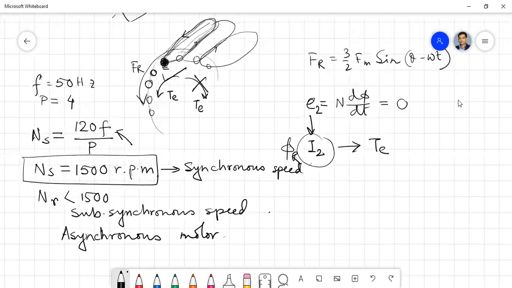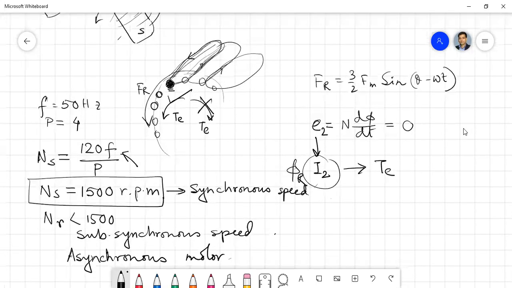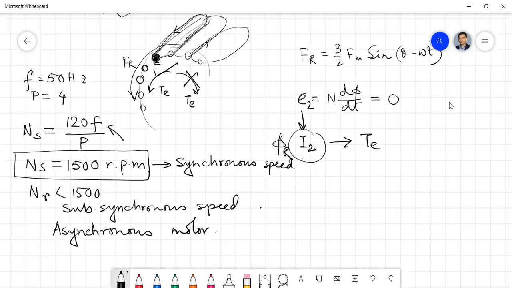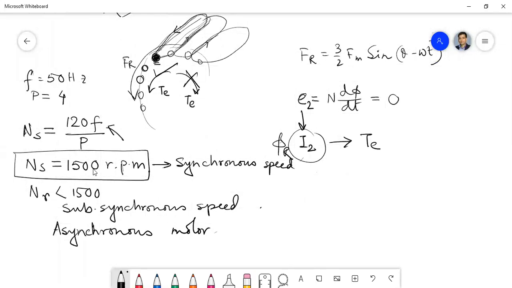So have you understood this? How the rotating magnetic field makes this rotor rotate in the same direction? And remember this formula. This formula is very important. As you have seen for 4 poles.